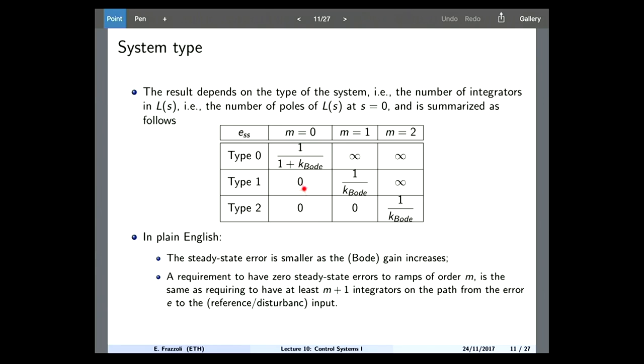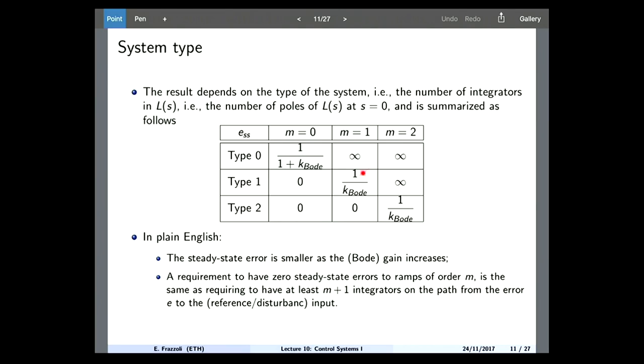If I have 1 integrator, then my steady state error to a unit step will be 0. If I have more than 1 integrator, my steady state error will also be 0. Now, however, what if I give a unit ramp as an input? A type 0 system, a system that does not have integrators, will actually diverge. The error will diverge. You can understand it: if I give a constant input, I will always miss it by something. Now, if I give an input that is constantly increasing, then my system will not be able to keep up, so the error will diverge.